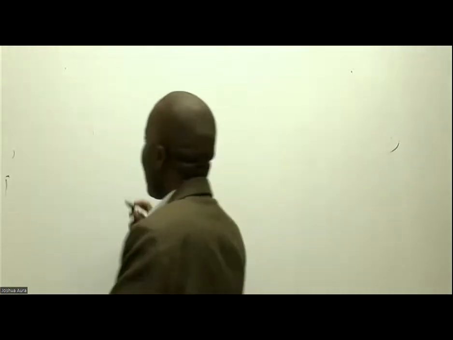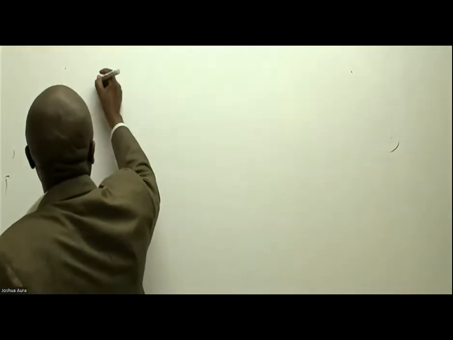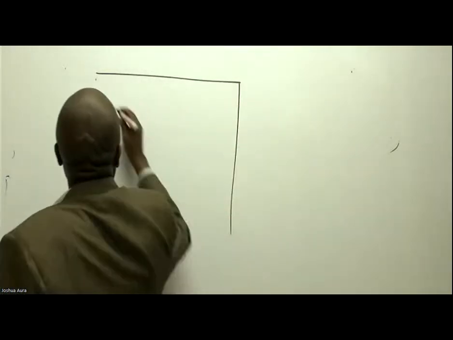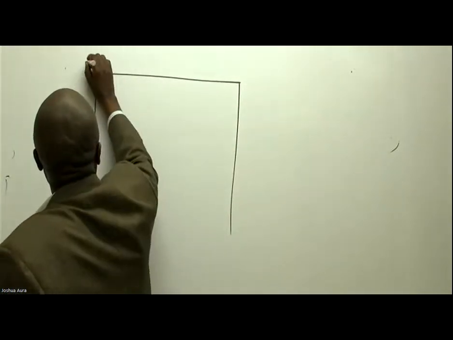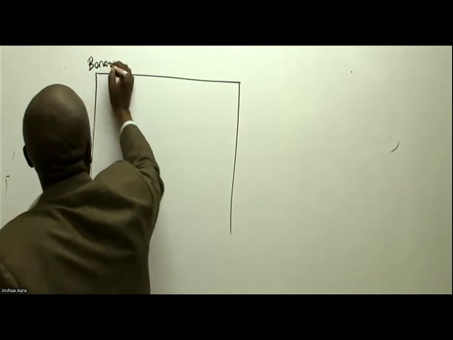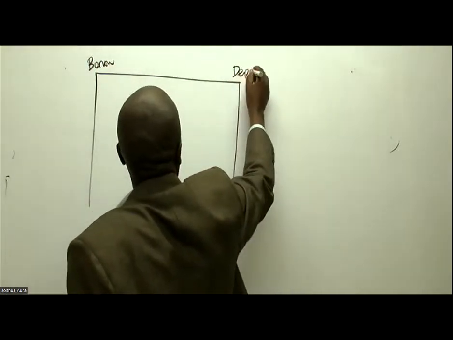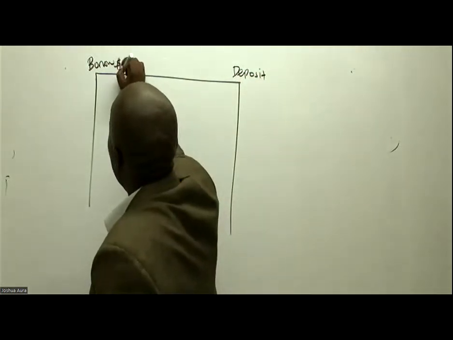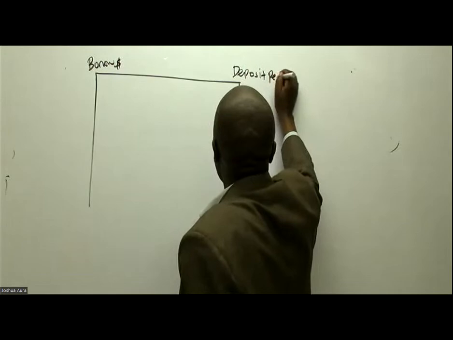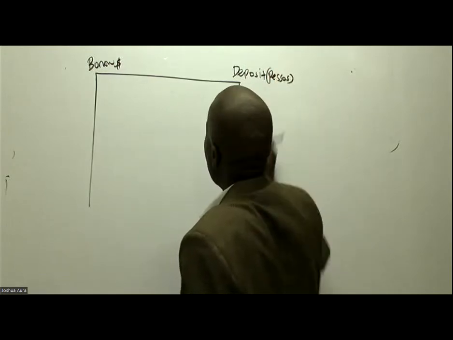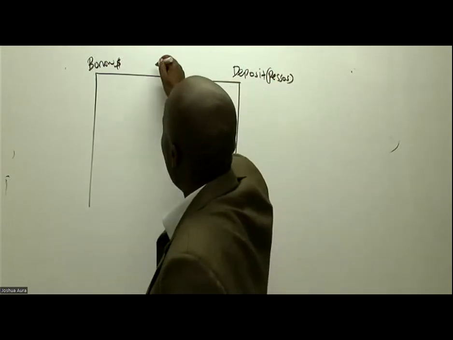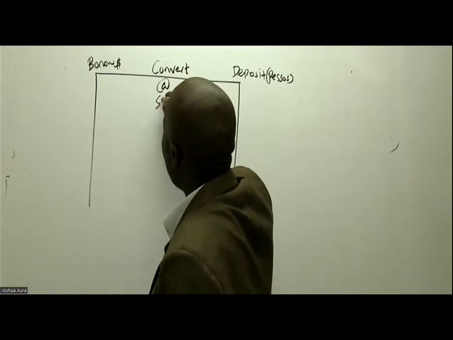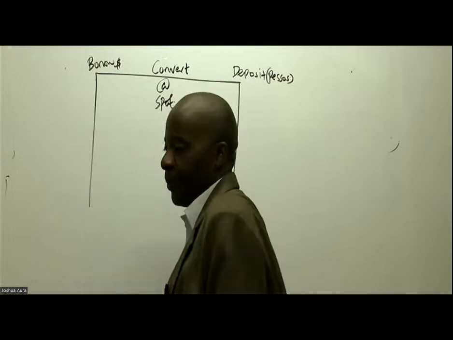Now that my board is clear, I can come and do something better here. So we have here borrow, we have here deposit. We are borrowing the dollar, we are depositing the other currency, which is the pesos. And as somebody called Lily told us some time back, if it's money markets, we always convert at spot.